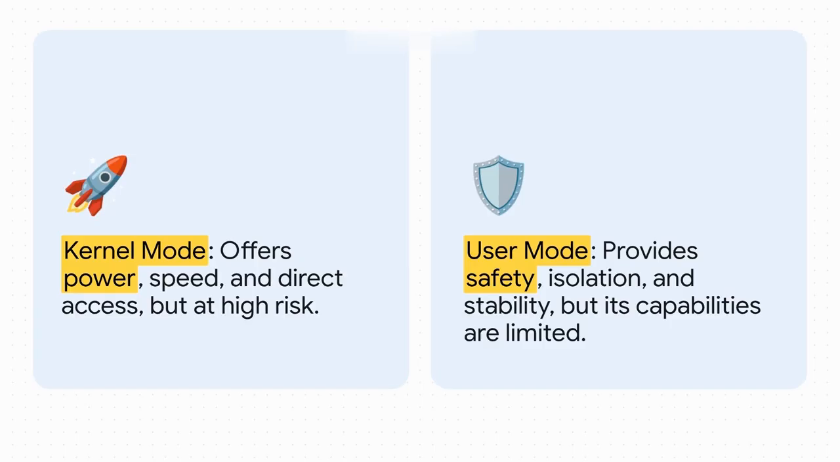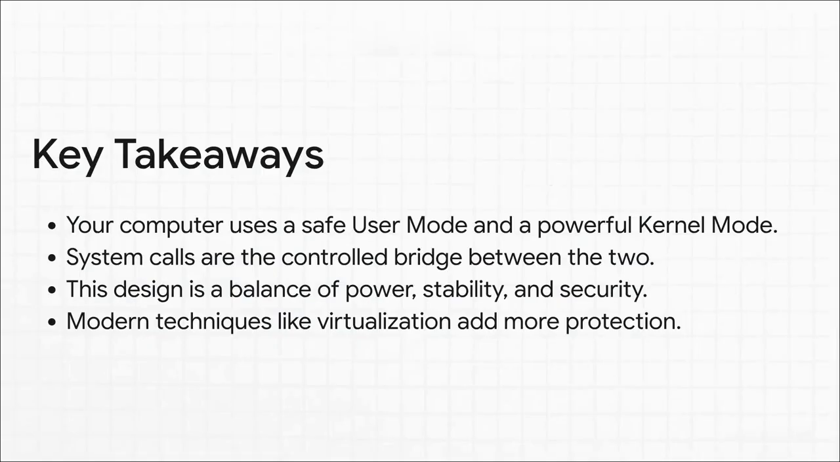On the other side, you have user mode. It gives you safety, isolation, stability, but it's very limited by design. The entire architecture of your operating system is a delicate compromise between these two extremes. All right, so what are the big takeaways here? First, your computer is always living in two worlds, a safe user mode for your apps and an all-powerful kernel mode for the OS core. Second, system calls are the secure, controlled bridge that lets them talk to each other. And third, this entire design is one giant, delicate balance between power, stability, and security.